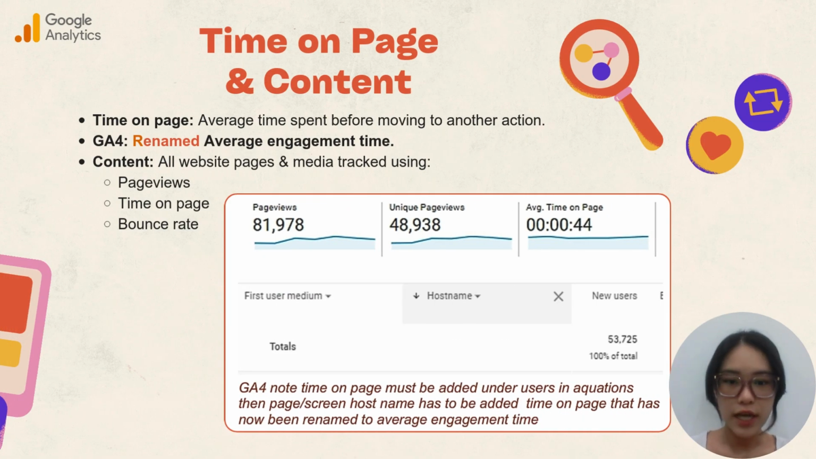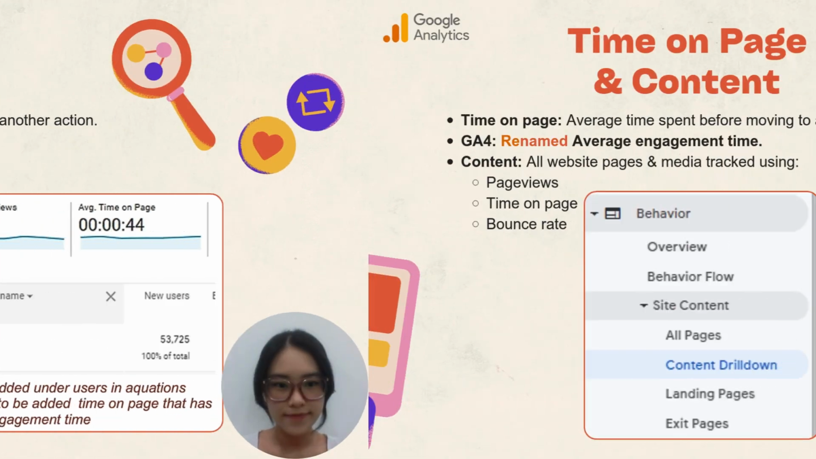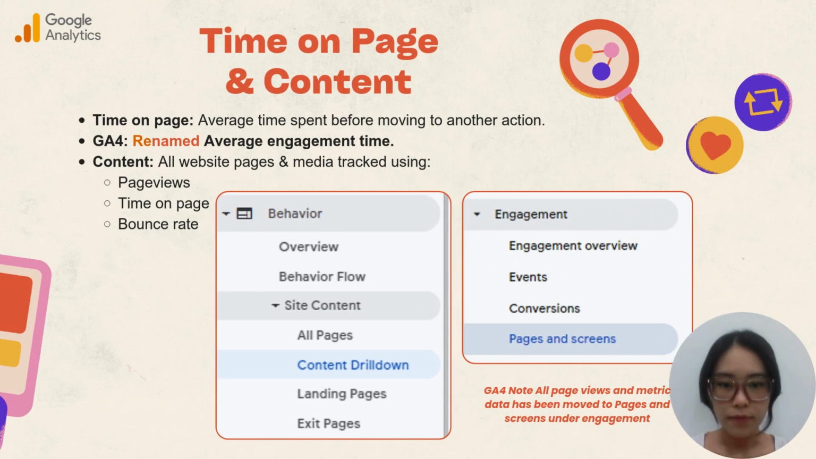Time on page measures how long users spend before taking another action. In GA4, this metric is updated to average engagement time. Content analysis includes page views, time on page, and bounce rate. In GA4, page level metrics have been moved to engagement, pages, and screens. This centralizes all content related data for clearer insights.